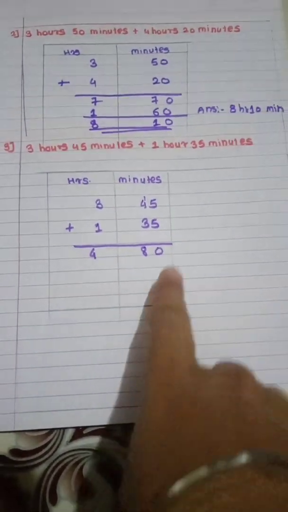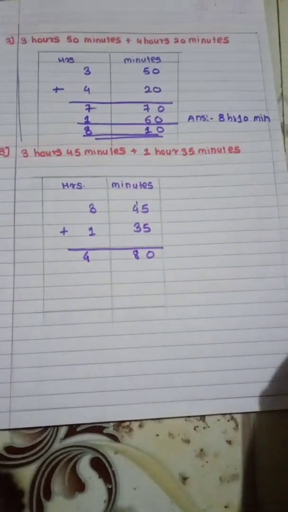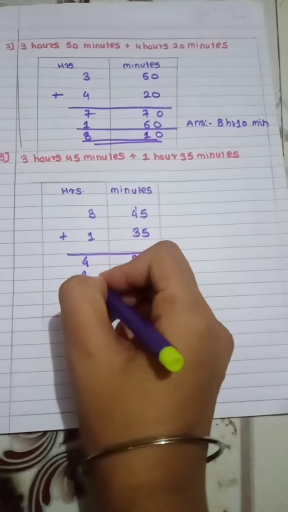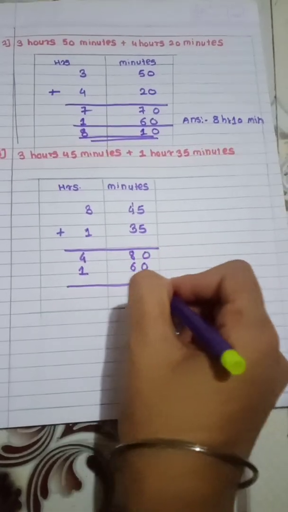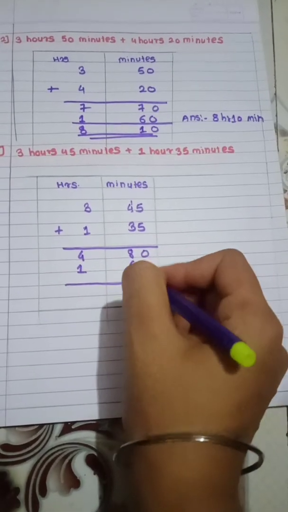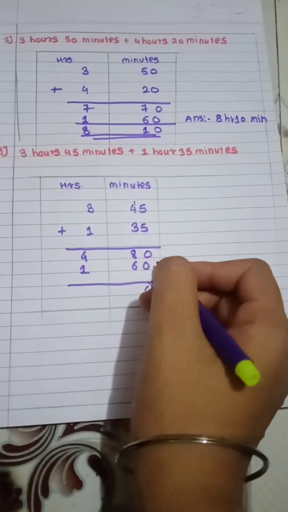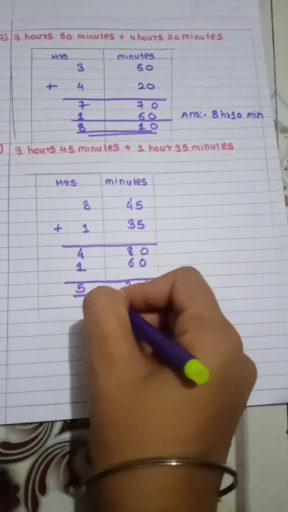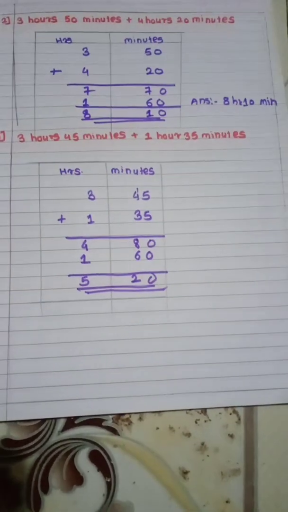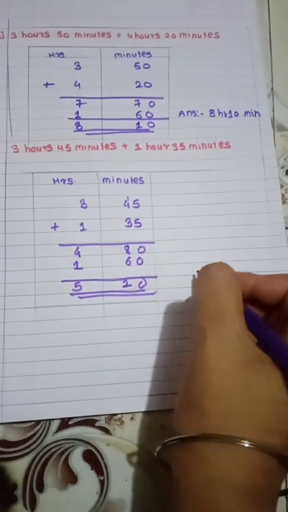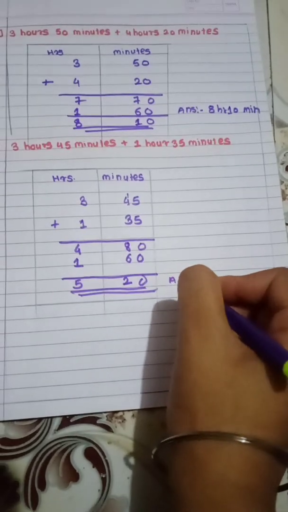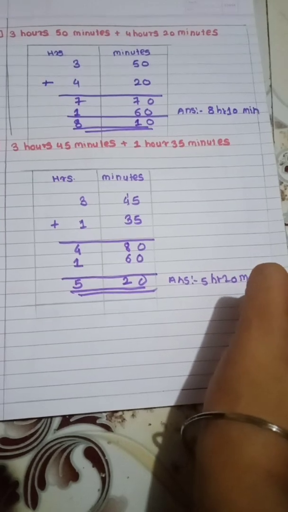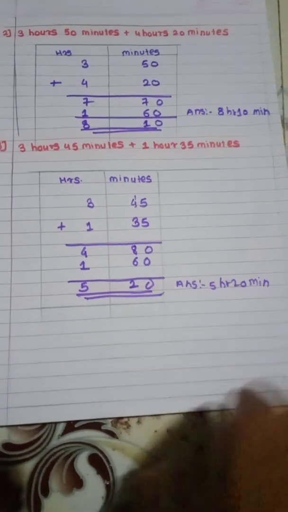So again minutes is more than 60. So what I'll do, I'll subtract 60 from here and I will add 1 in the hour column. So 0 minus 0 is 0. 8 minus 6 is 2 and 4 plus 1 is 5. So what is my answer? 5 hours 20 minutes. So I will write the answer here. 5 hours 20 minutes. Okay students.